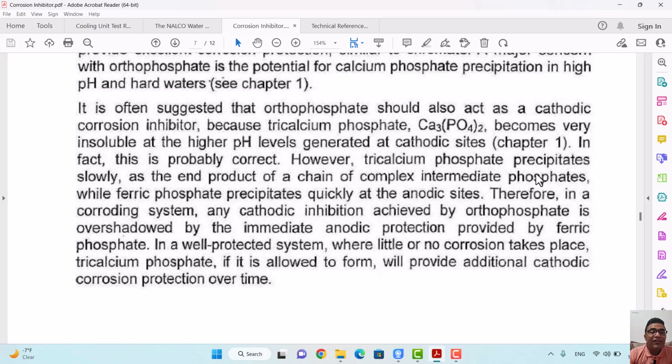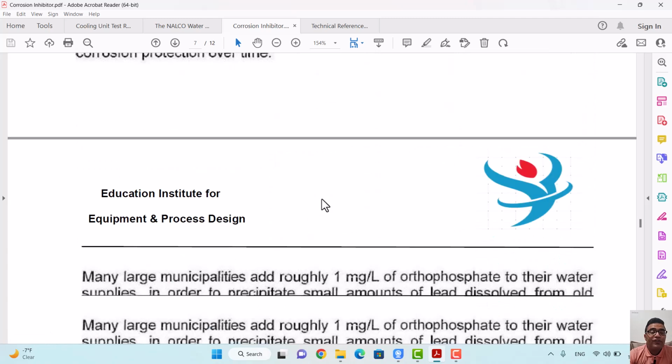However, tricalcium phosphate precipitates slowly as the end product of a chain of complex intermediate phosphates, while ferric phosphates precipitate quickly at the anodic sites. Therefore, in a corroded system, any cathodic inhibition achieved by orthophosphate is overshadowed by the intermediate anodic protection provided by ferric phosphates. In a well-protected system where little or no corrosion takes place, tricalcium phosphate, if it is allowed to form, will provide additional cathodic corrosion protection over time.